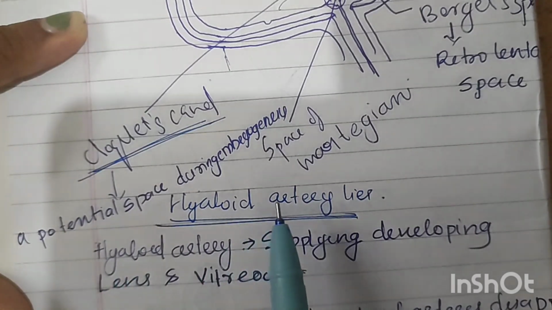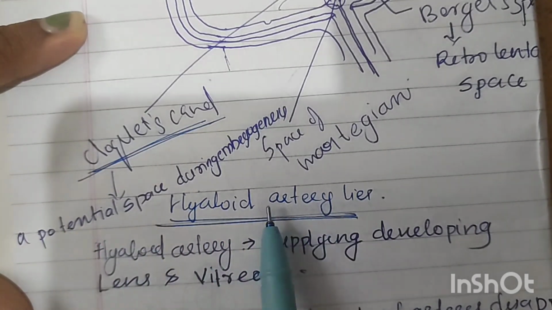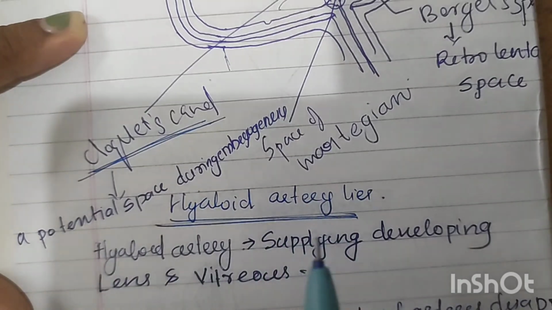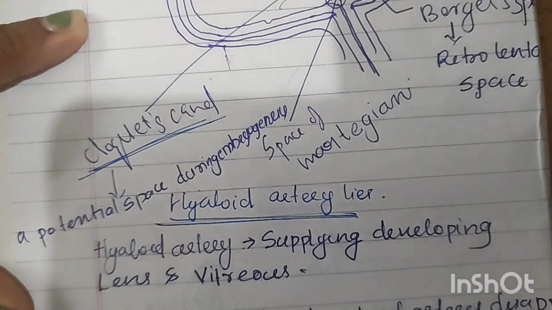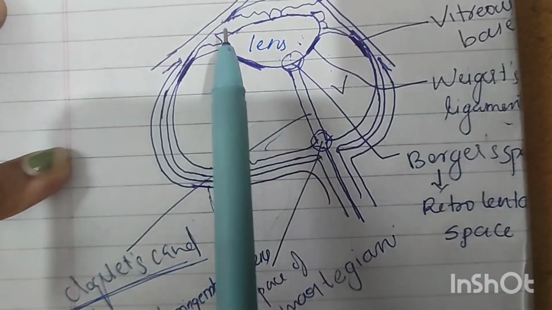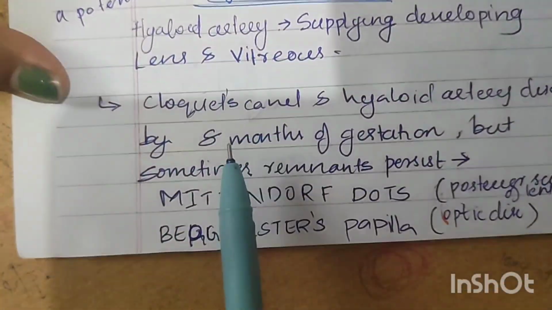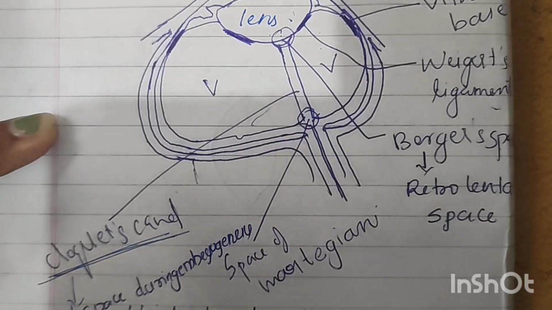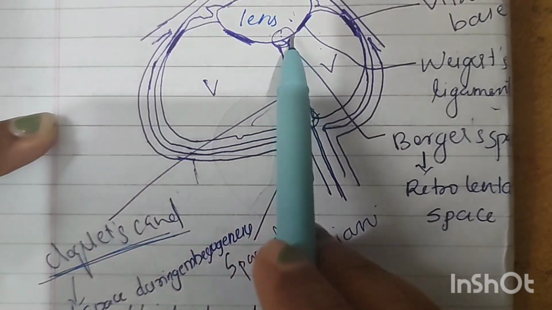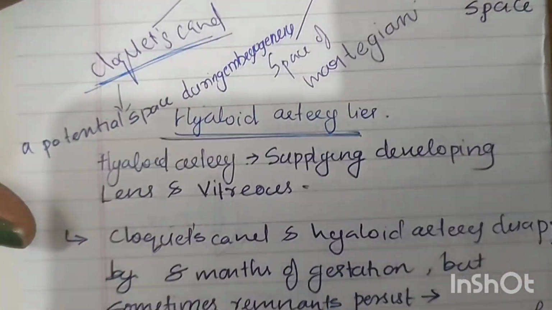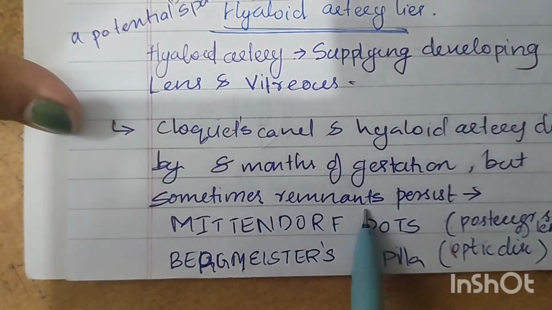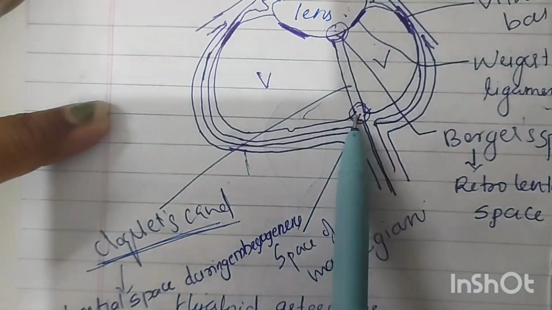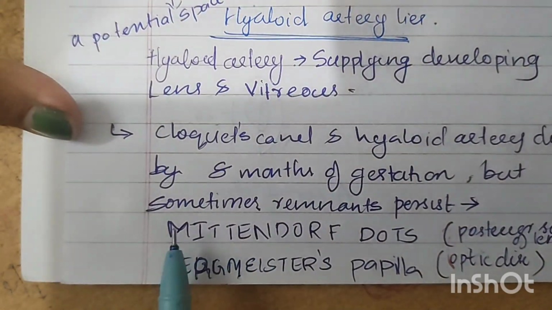And what is the specialty of this hyaloid artery? This hyaloid artery and this Cloquet's canal will disappear at the 8th month of gestation, okay. Mainly this hyaloid artery helps in the development of the lens during the embryonic period. That's it. Sometimes the hyaloid artery remnants will be present even after birth, and if it is present at the anterior segment, it is called the Mittendorf dot, and if it is present at the posterior, that is at the optic disc, then we call it what? Bergmeister's papilla. That's it.